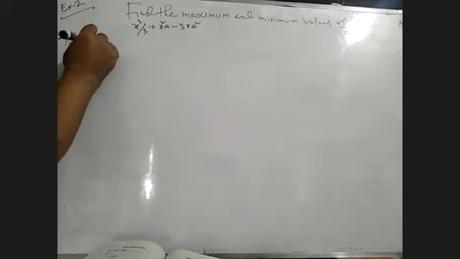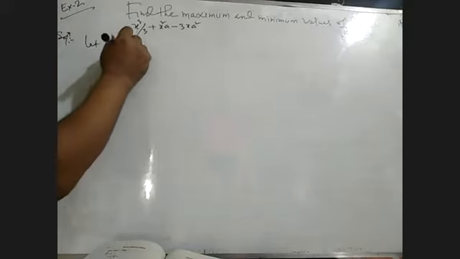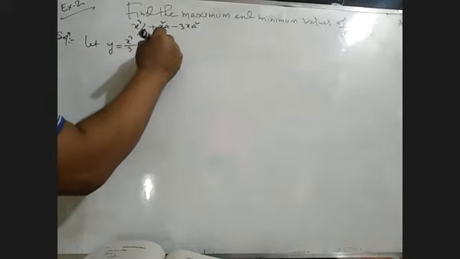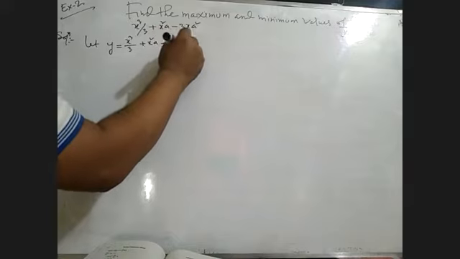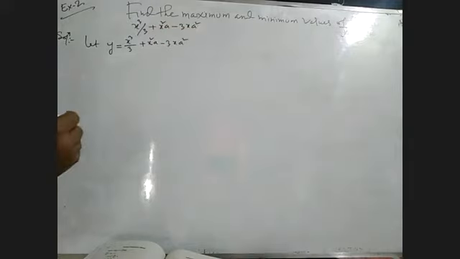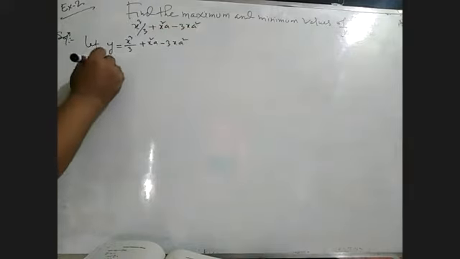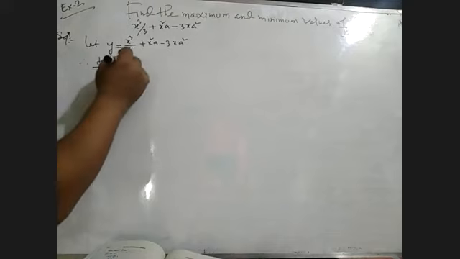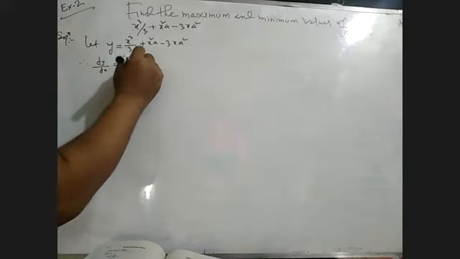Let y equals x cube by 3 plus x square by 2 minus 3x square. Therefore, dy/dx, what will be? Dy/dx, taking differentiation on both sides with respect to x, taking d/dx on both sides.